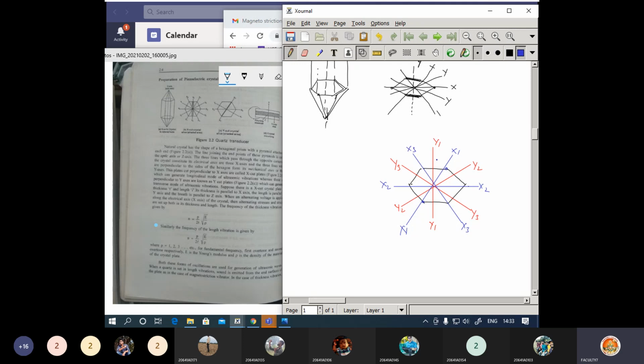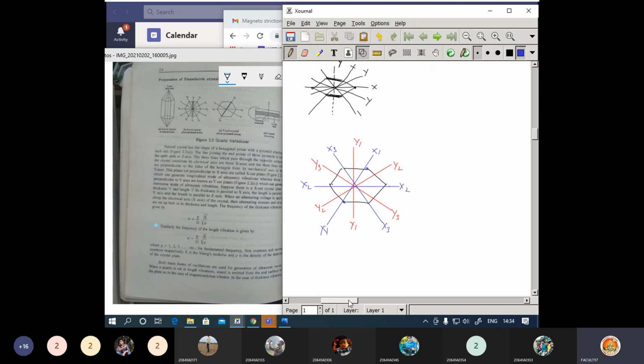Now what we are going to do is cut the crystal to get an x cut crystal or a y cut crystal. How you are going to cut the crystal: suppose you want to get the x cut crystal, let us go with the x cut crystal. Try to identify here. Now here the crystal is like this.